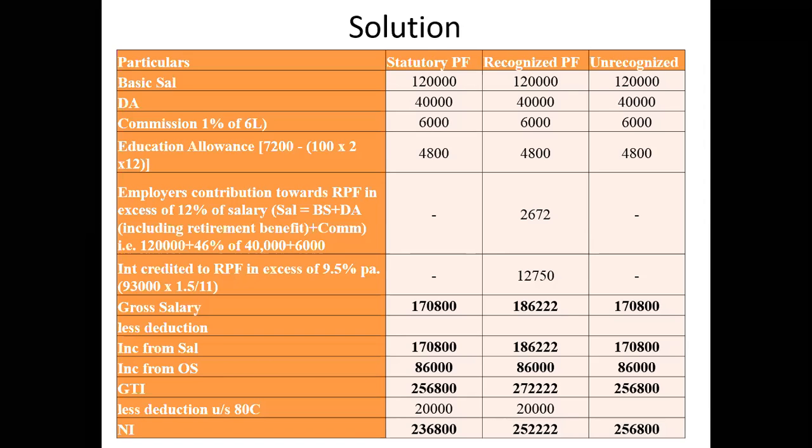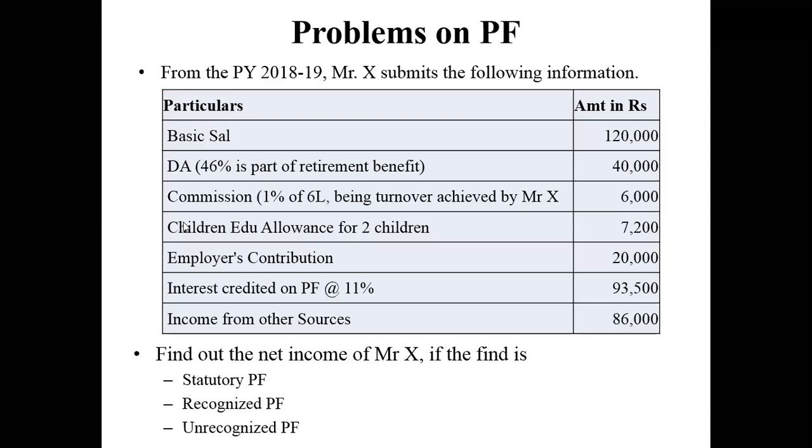Next, we come to interest credited to recognized provident fund. Again, I'm going back to the theory. Here we have done with this part. Interest credited on PF at 11% is clearly told to us. So 11% interest is coming out to 93,500.